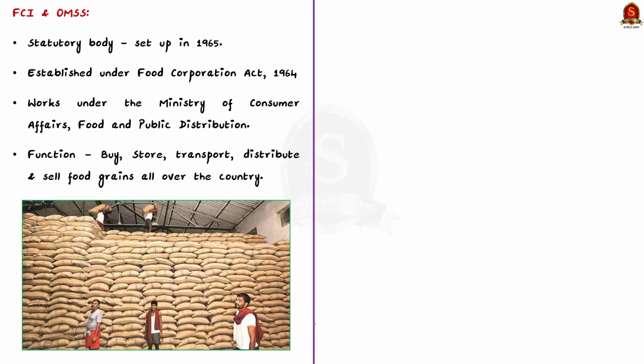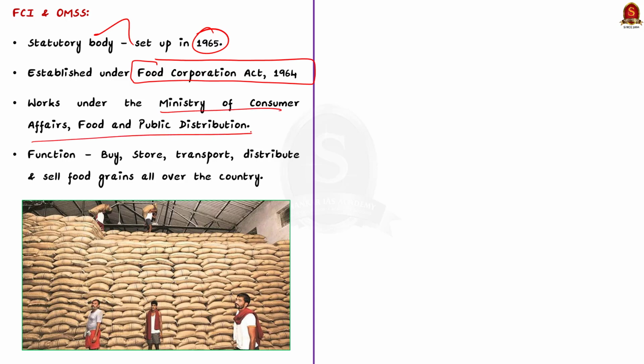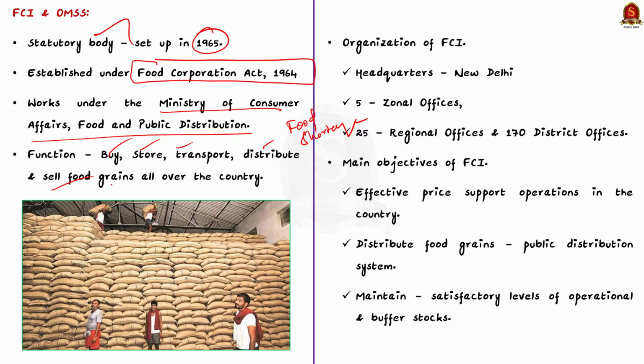See, the Food Corporation of India is a statutory body which was set up in 1965. It was established under the Food Corporations Act 1964 under the Ministry of Consumer Affairs, Food and Public Distribution. Know that this was set up at the time of major shortage of grains, especially wheat, in the country. The function of the Food Corporation of India is to buy, store, transport, distribute and sell food grains all over the country. It does this function through a nationwide network of offices. The organization includes a headquarters in New Delhi and 5 zonal offices, 25 regional offices and 170 district offices throughout India.